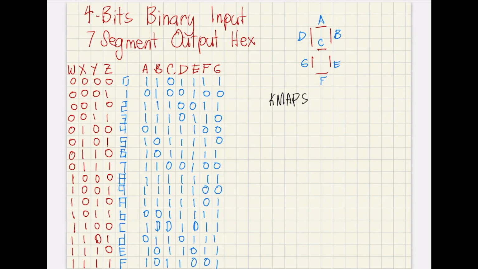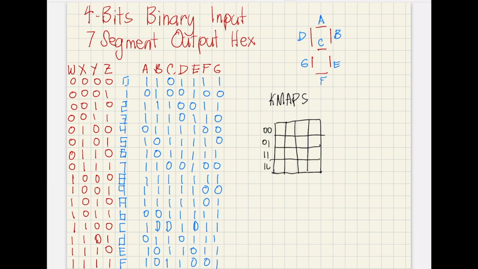Hi, so this is part 2 of solving a 4-bit binary input into a 7-segment output, or the binary to hexadecimal conversion. The previous video shows you the truth table, or how we derive the truth table. This time we're going to solve them using the KMAP.